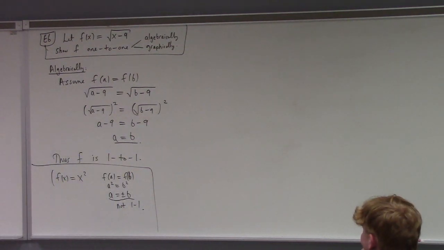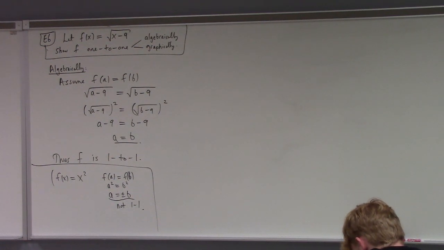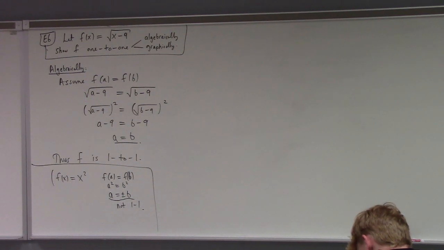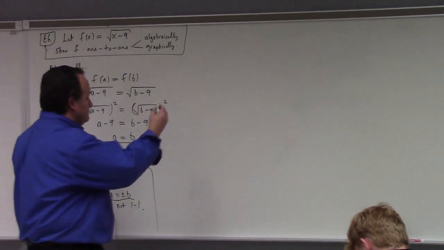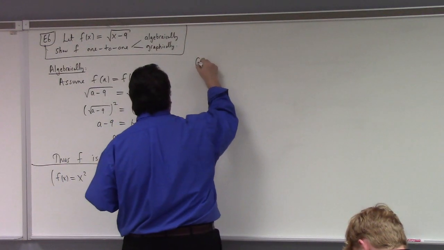Different case. There's an example of not one-to-one. If you just had f of x equals x squared, when we set a squared equal to b squared, that allows us to find the solution a is plus or minus b, which is not one-to-one. Now that's graphically even easier to see.